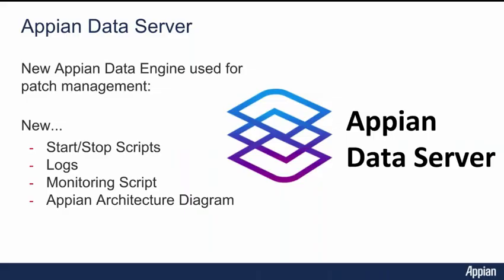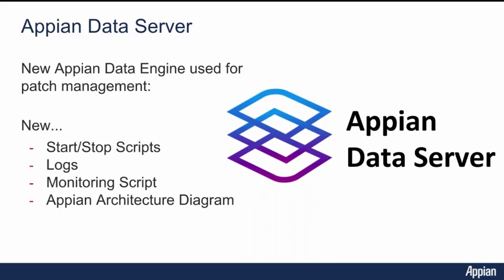Now, speaking of patches, let's go into the administrator section and talk a little bit about Appian Data Server. Appian Data Server is a new data engine that's going to be used for patch management. You'll notice in the architecture of the Appian platform that there are new start and stop scripts for the Appian Data Server. There are new logs, monitoring scripts, and an updated Appian architecture diagram.